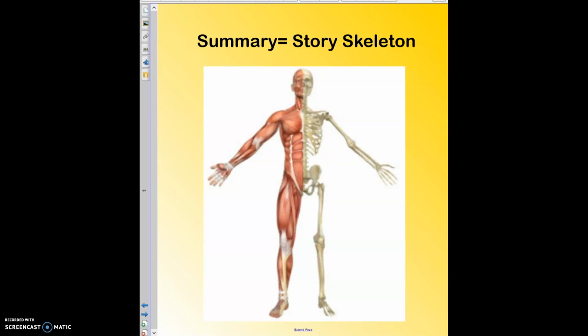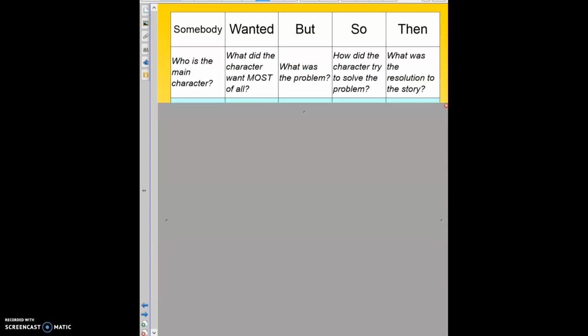So, how do you decide what details go into a summary? How do you decide what a bone of a story is? Well, with a handy-dandy organizer, of course. Have you heard of Somebody Wanted But So Then? I hope so. This will help you identify the important details, and it also, at the same time, organizes the details in a way that helps the reader pace out the story in chronological order. It's a win-win. Let's take a look at a familiar story we all know.